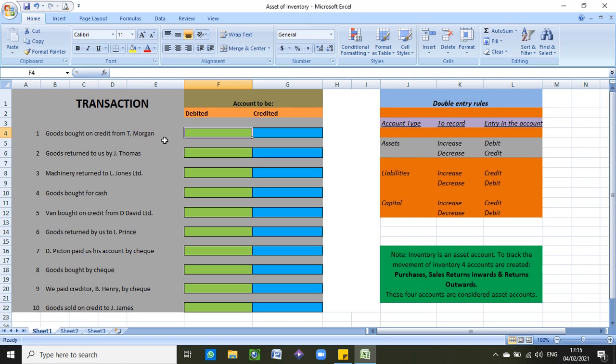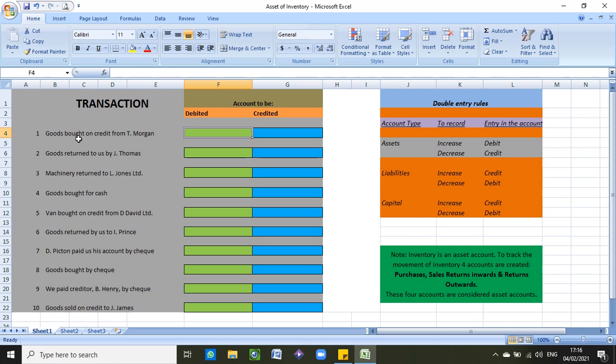Morgan. Now, before I tell you what to debit and what to credit, keep in mind that the minute you see the word goods in any particular transaction, you know that one of these 4 accounts will be affected. It's just a matter of trying to determine which account. So the minute you see goods, think, will I use sales, will I use purchases, return inwards, or return outwards? Now here, goods bought on credit from T. Morgan, what are we doing? The word goods is right there.